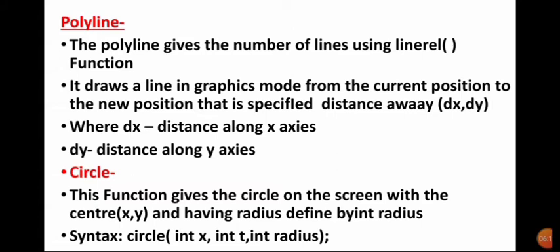Syntax is like this: circle in bracket int x, int y. It must be y, instead of t it is Y. Int x, int y and int radius. So x and y provide you the center of your circle and integer radius provides you the radius of the circle. How? Let us take an example.